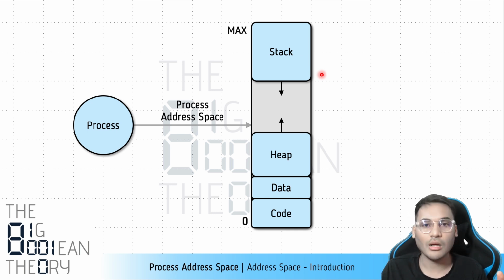So in the upcoming videos in this topic, we will look into each of these sections in great detail with examples, and throughout this topic we'll try to have a good understanding of how the memory looks from the perspective of the process. This is the concept behind process address space.